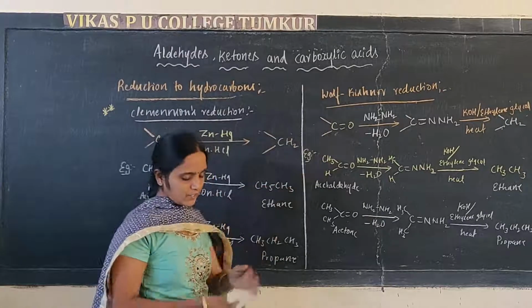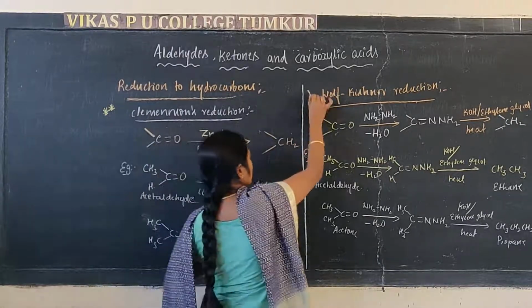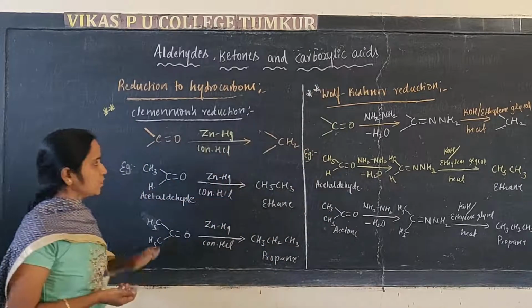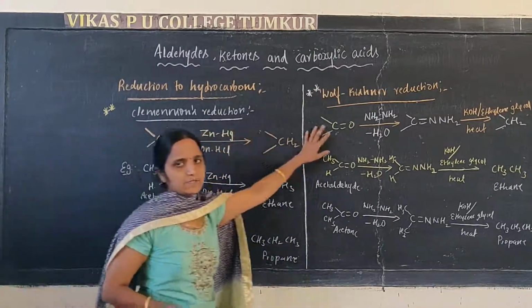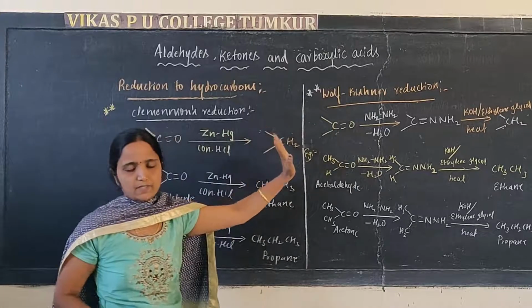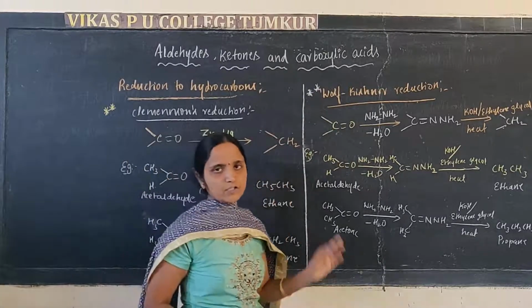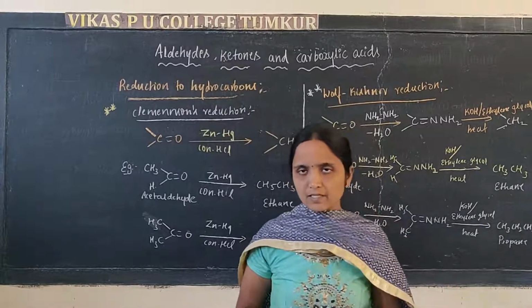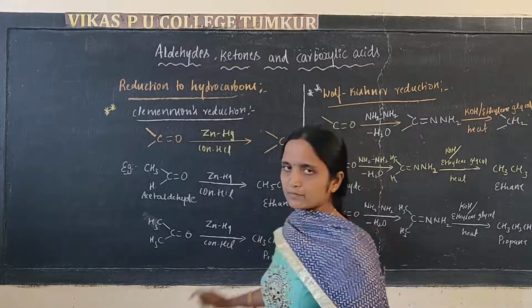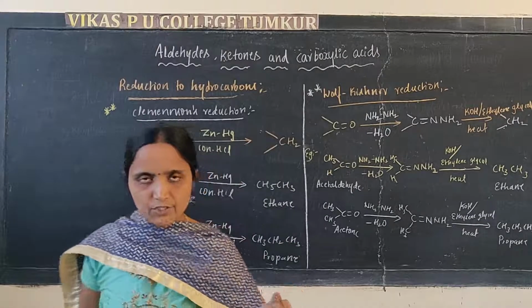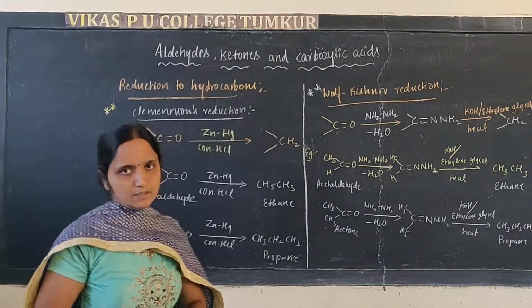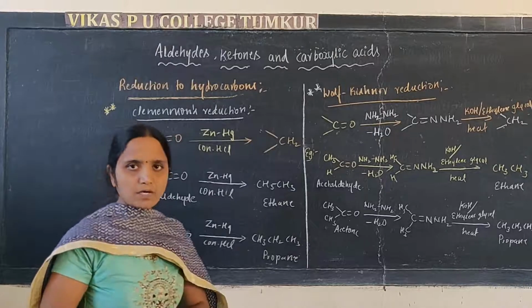This is called the Wolff-Kishner reaction. This is also very important for examination purposes. Many times these two reactions are asked in the examination. That is reduction to hydrocarbons. Aldehydes and ketones can be reduced to hydrocarbons. These two main reactions are used: the Clemmensen reduction and the Wolff-Kishner reduction. This is about the reduction to hydrocarbons.